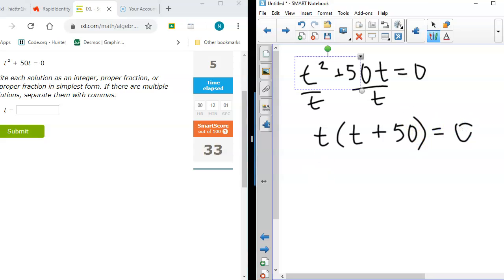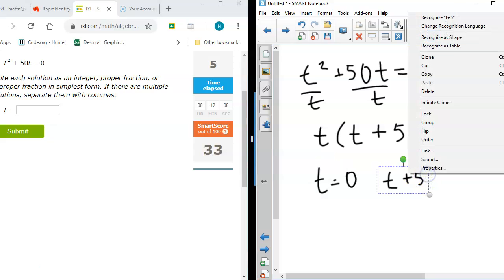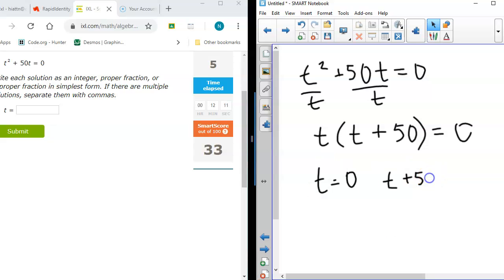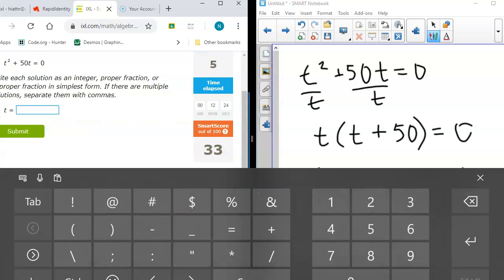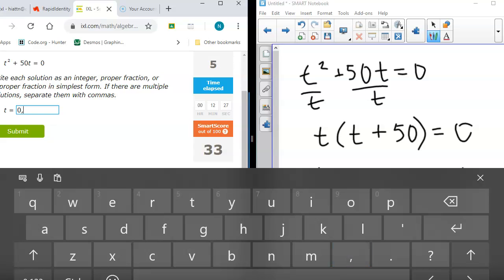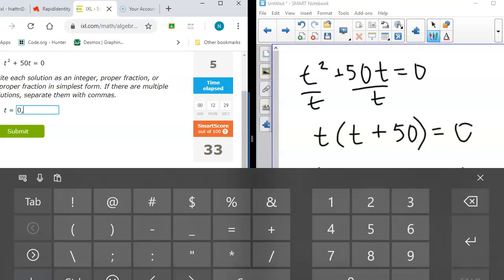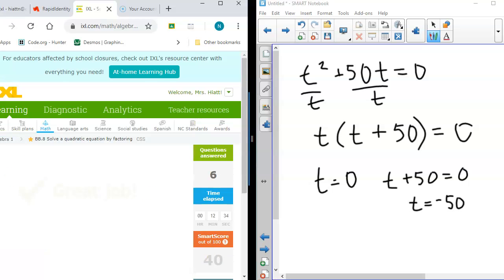Will equal 0. And so here, t will equal 0, and t plus 50 will equal 0, and then t equals negative 50. Right there, so we've got 0 and negative 50.